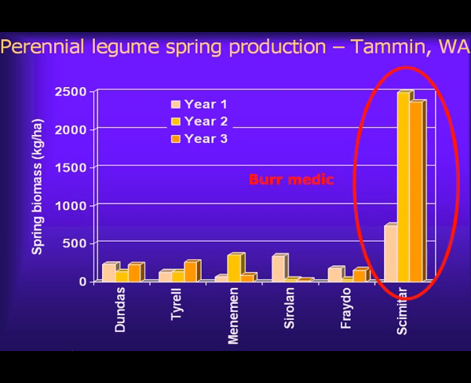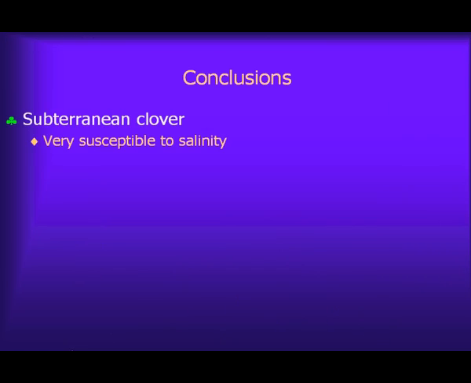What about perennial grasses? Again, here we've got Scimitar burr medic compared to Dundas and Tyrrell tall wheatgrass, Menemon Puccinellia. Now, to be fair, Puccinellia is a species that requires waterlogging, and this was not a waterlogged site. We've got Sorrowland Phalaris and Fredo tall fescue, which all failed to really produce much in this environment.